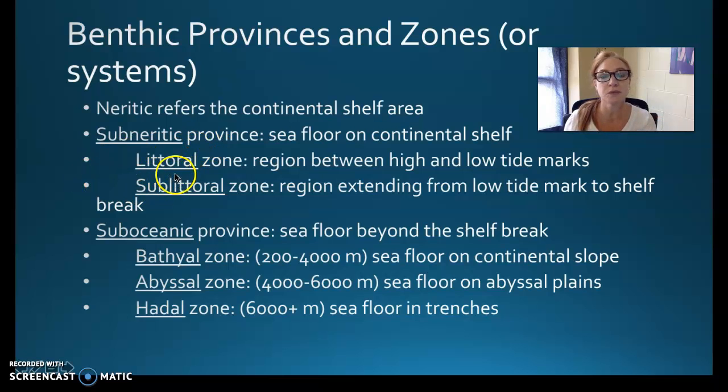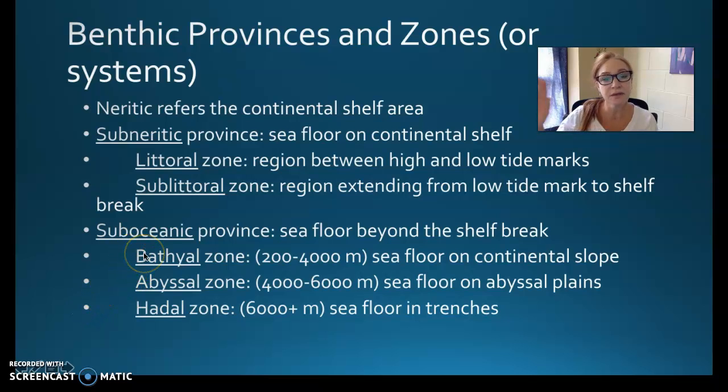The littoral zone is between the high tide and the low tide mark. So that's on the beach. Half the time the tide covers it, because we talked about tides, right? And then beyond the low tide mark and out to the continental shelf break, we call that the sublittoral zone. Okay. You'll also see these termed as tidal and subtidal. So that's on the continental shelf. And then the sea floor out beyond the continental shelf, we call that suboceanic because it's under the ocean. Okay. So that's the sea floor beyond the shelf break, beyond the drop off.